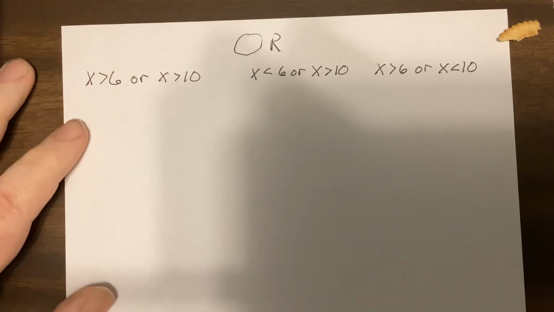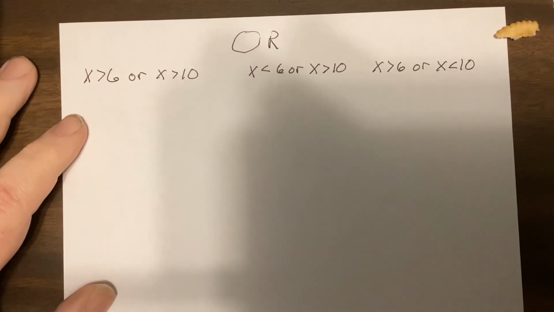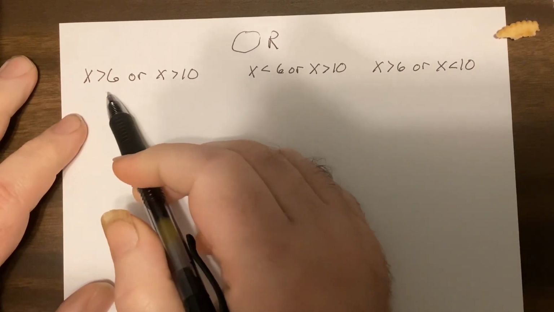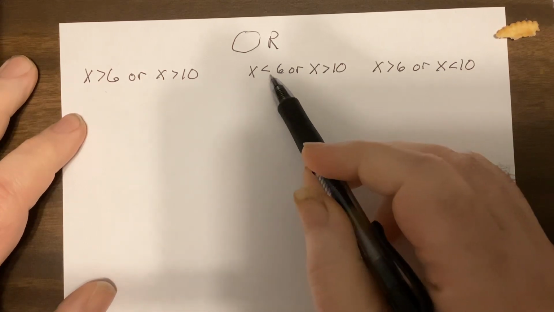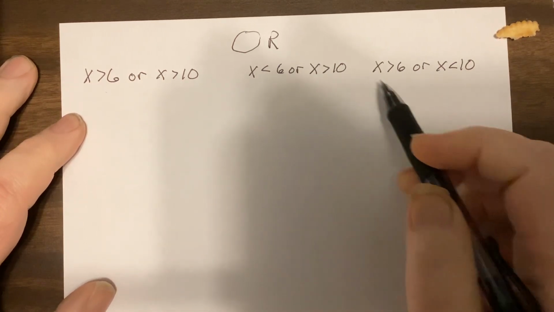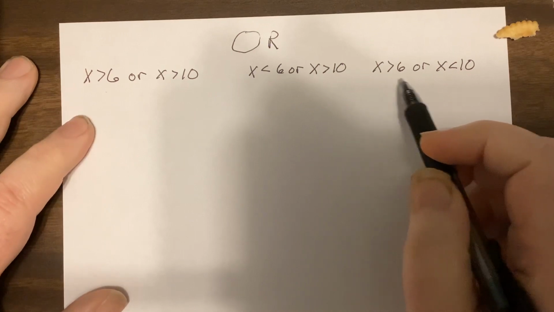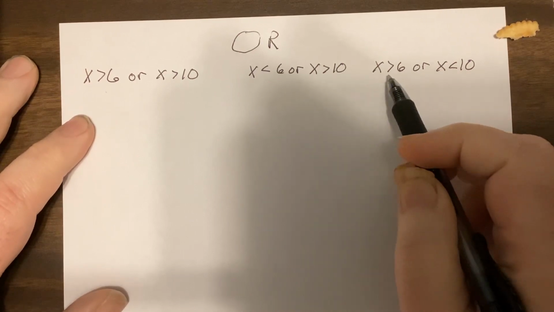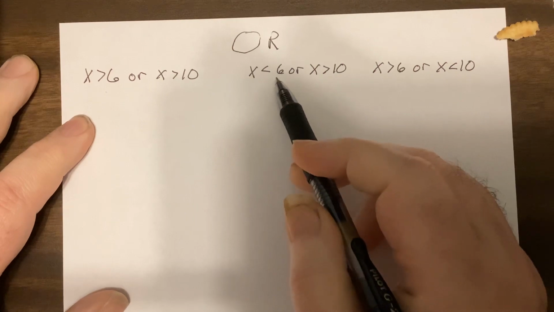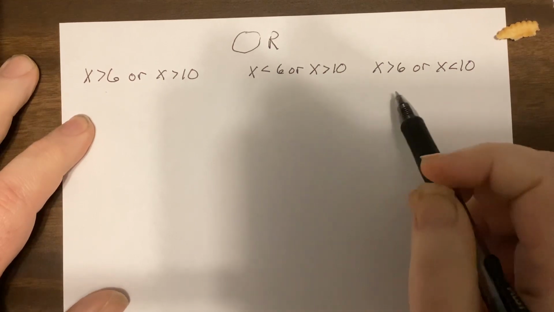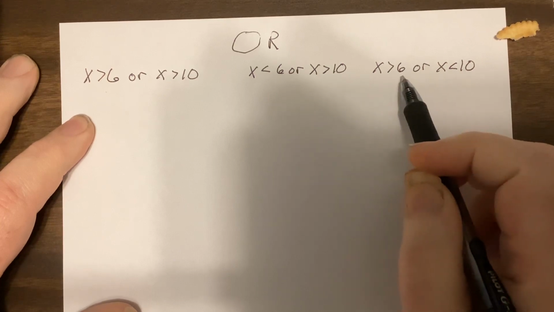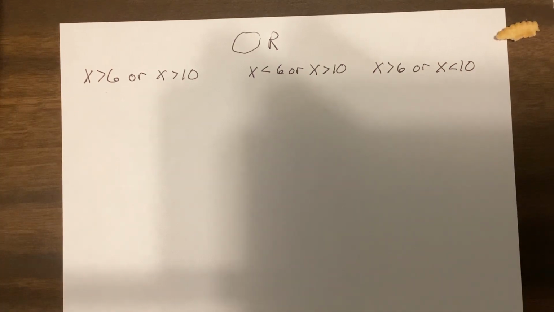Now, OR has three things that can happen. You can have it where both statements are greater than. You can have it where one's less and one's greater. And you can have when they're going in opposite directions. So these are going in opposite directions, but no overlappage. These are going in opposite directions, but there is overlappage.